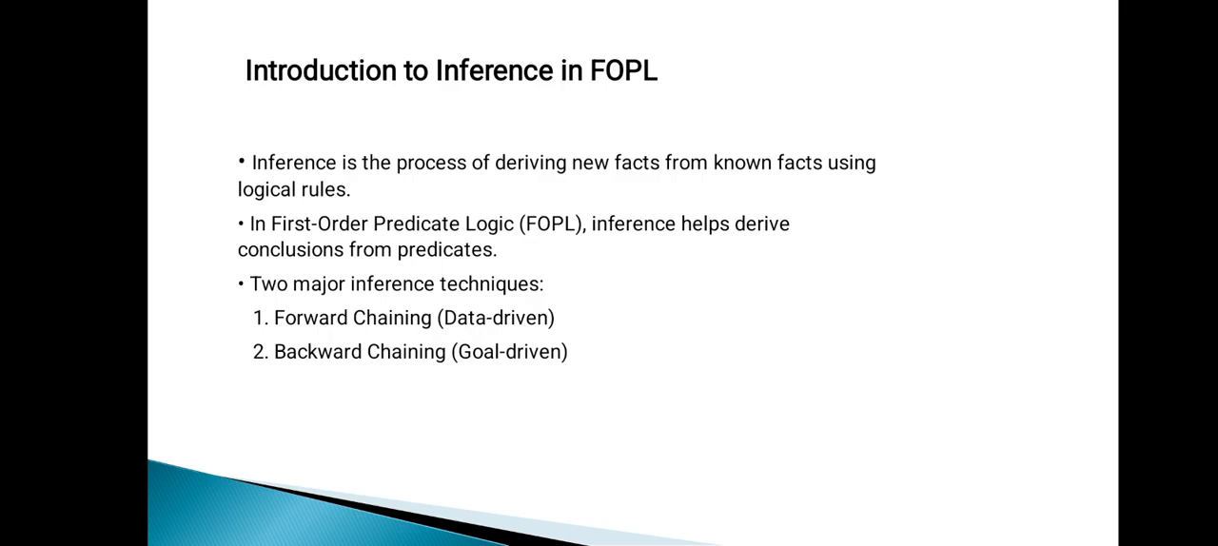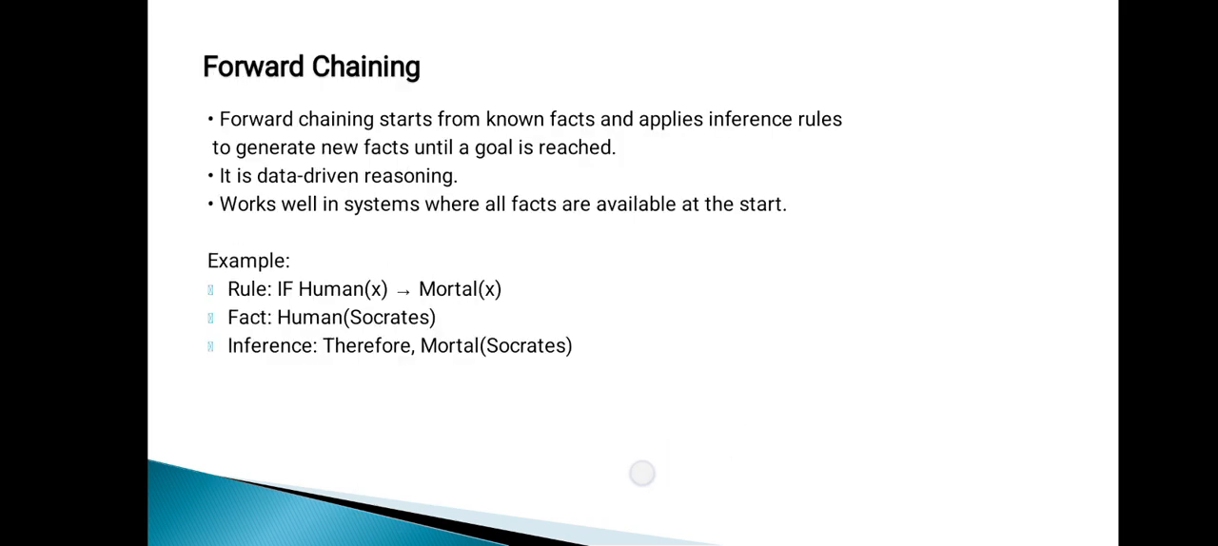In first order predicate logic, knowledge is represented using predicates, objects and relationships. Inference helps us use this knowledge to answer questions or solve problems. There are two major techniques: forward chaining and backward chaining. Forward chaining is also known as the data-driven approach. Backward chaining is also known as the goal-driven approach.